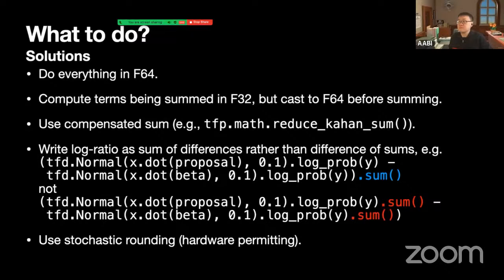Another little trick is that you can write these log ratios as a sum of differences rather than a difference of sums, right? So you have a bunch of these y's whose log density you're computing. Take the difference between their likelihood under the proposal and the original state before you do the sum rather than after. And that actually makes those things zero mean and can help a lot. And then finally, hardware permitting, stochastic rounding could potentially be a solution in some cases.